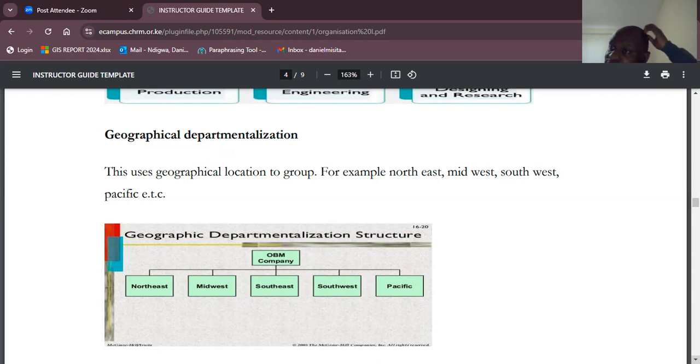For example, a good example is a company like DHL. When you look at DHL, you will find that DHL is in different parts of the world. They have branches in every country. So when you are in that particular organization, you will be organized in a geographical way. For example, if you are in Africa, you might be in the African region, or if you are in America, you will be in another region where you report to a regional manager. So these are very common in organizations that are very big in terms of their market scope or their market base.